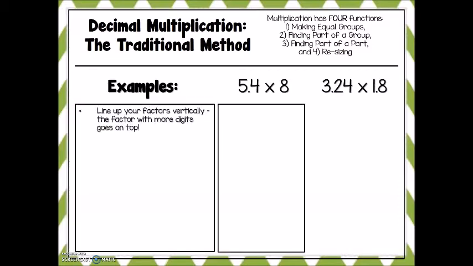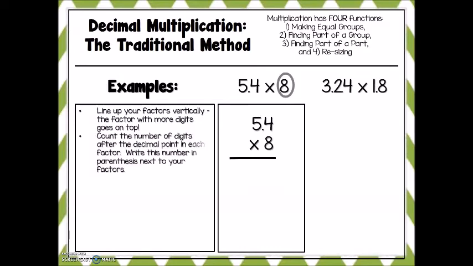So first, we're going to line up our factors vertically, and just like with whole numbers, the factor with more digits goes on the top. So in 5 and 4/10 times 8, the 8 is a single digit, so I'll put that on the bottom. That means we'll do 5 and 4/10 on the top. Now here's where you need to add one extra step when at least one of your factors is a decimal.